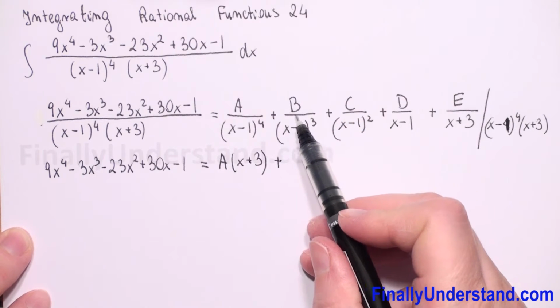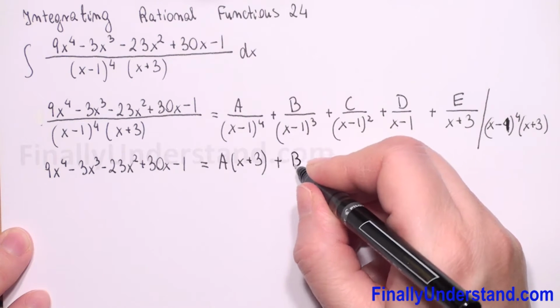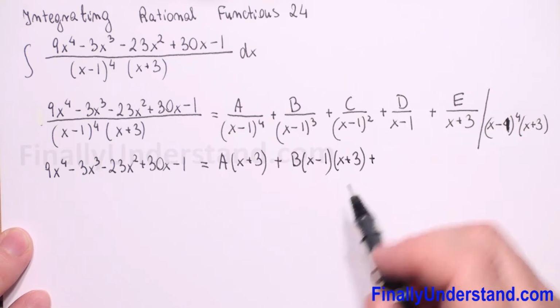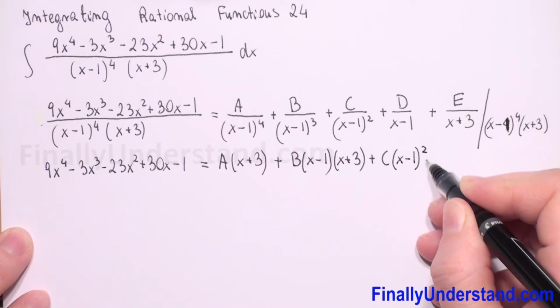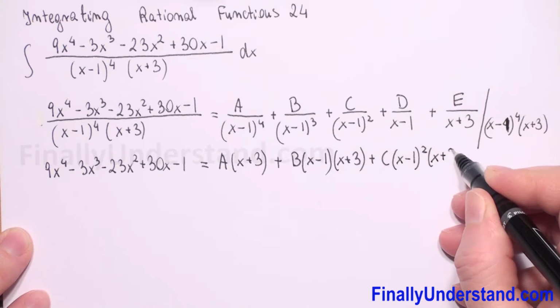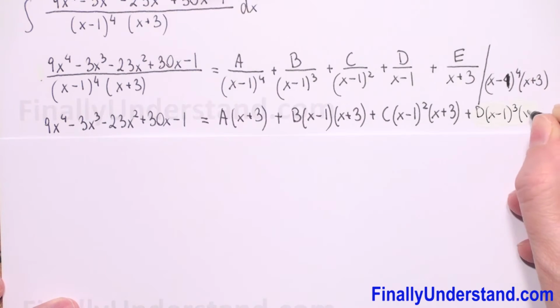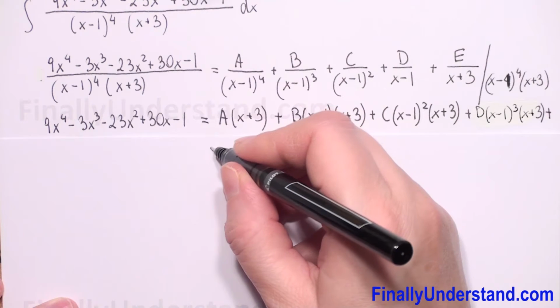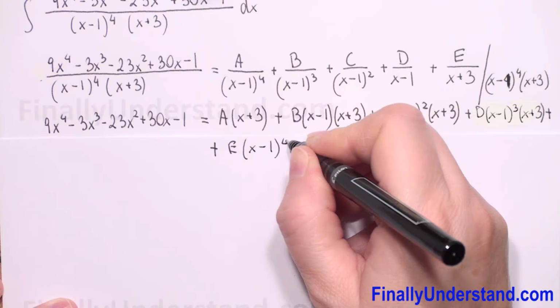Plus, next we have to do the same with the second fraction. We multiply by x minus 1 to 4th power. So we will have B times x minus 1 only, and we have x plus 3. Plus, now we have third fraction, so will be C times x minus 1 squared only times x plus 3, plus D times x minus 1 to 3rd power times x plus 3, and plus we have E over x plus 3 times this expression, so x plus 3 will reduce and we will have only plus E times x minus 1 to 4th power.